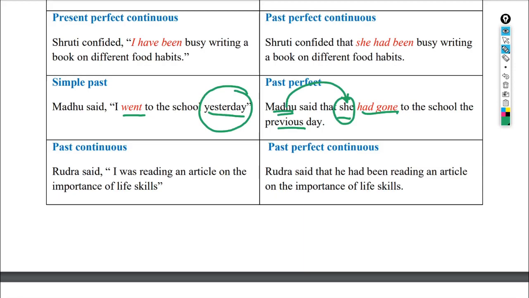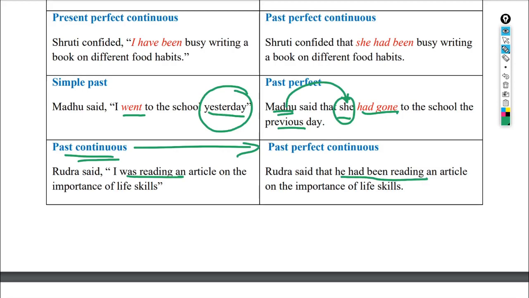Then past continuous will be transferred into past perfect continuous. Rudra said, "I was reading an article on the importance of life skill." I was reading, past continuous. This will be transferred into past perfect continuous. What will be the past perfect continuous? He had been reading an article. Therefore, Rudra said that he had been reading an article on the importance of the life skill.